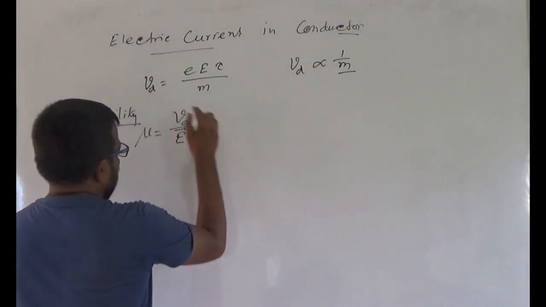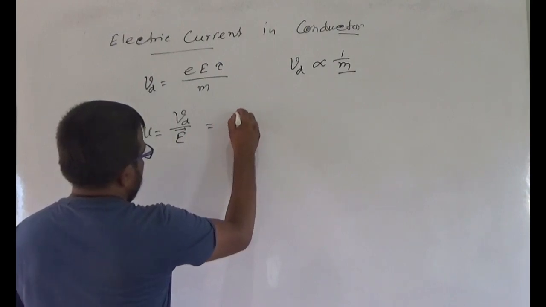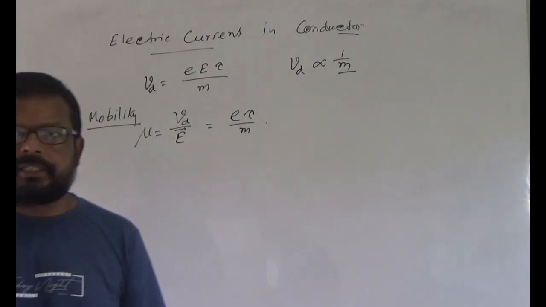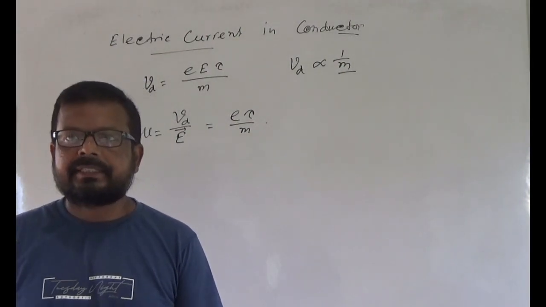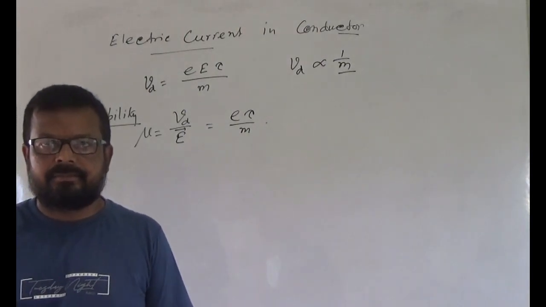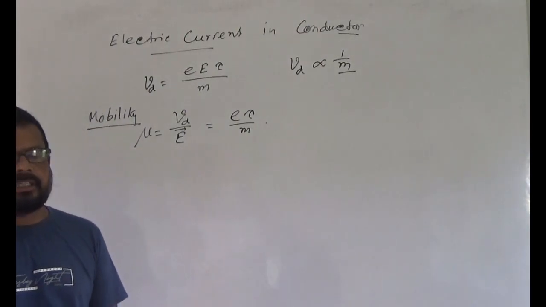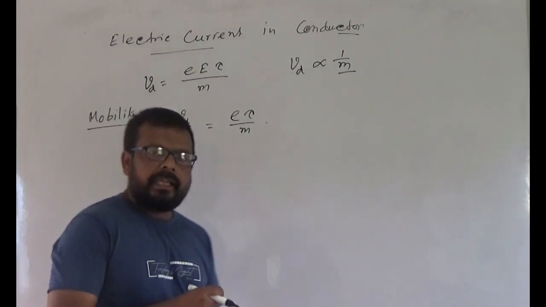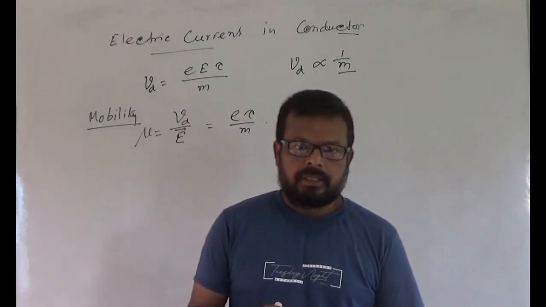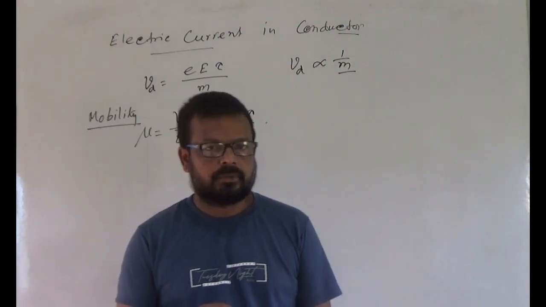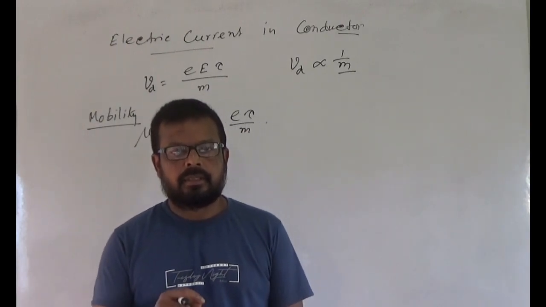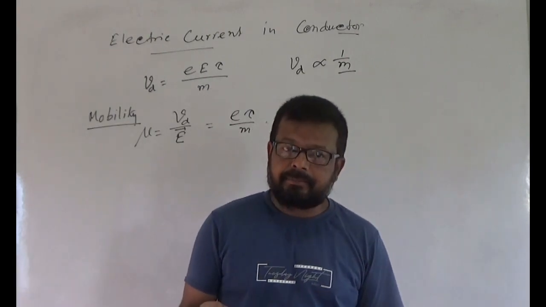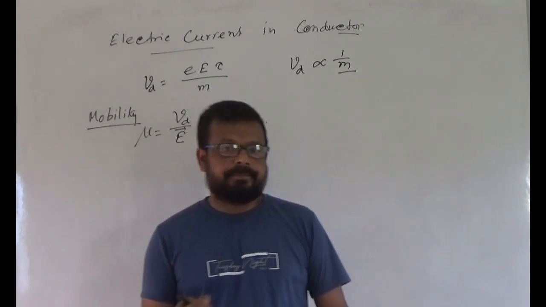Now mu is equal to Vd by E, that means E tau by M. E tau by M is the mobility. Thus the mobility of a charge carrier or current carrier is inversely proportional to the mass of the current carrier. Now in a metallic conductor there is only one charge carrier, which is the electron. We will discuss the semiconductor at a later time.